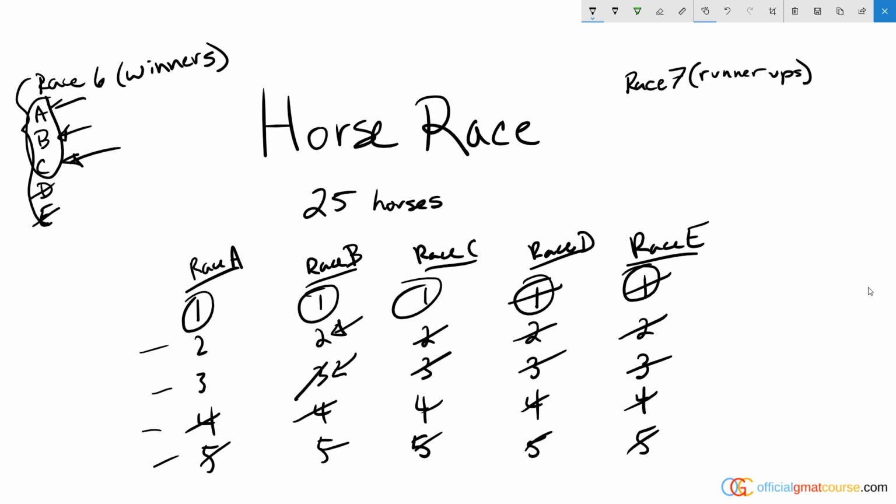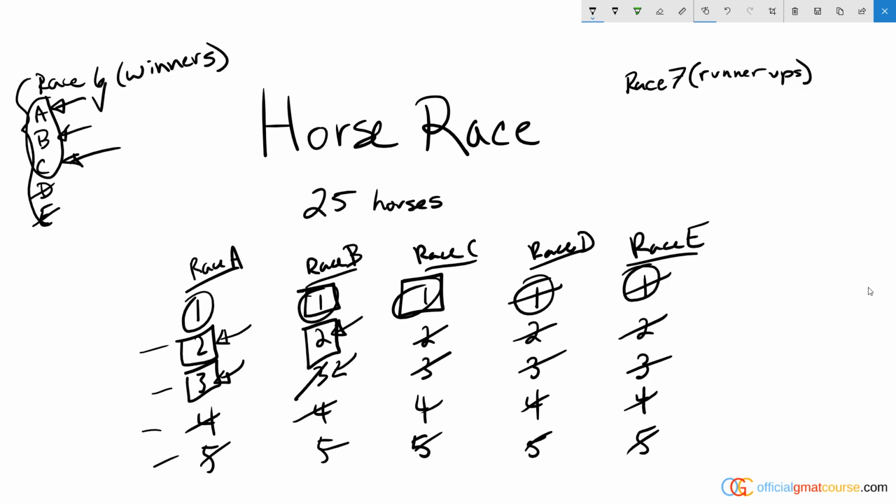Now, since A finished first in the winners' bracket, A is definitely the fastest horse overall. And that means that the 2 horses that finished directly behind A in the initial race could possibly be the 2nd and 3rd fastest horse. So in order to determine who the fastest 3 horses are, we now have to race the 2nd place from race A, the 3rd place from race A, the 2nd place from race B, the 1st place from race B, and the 1st place from race C.